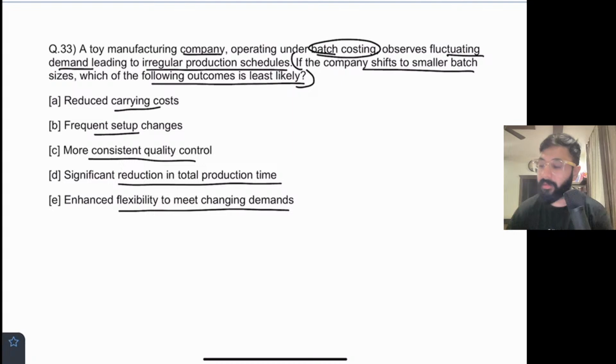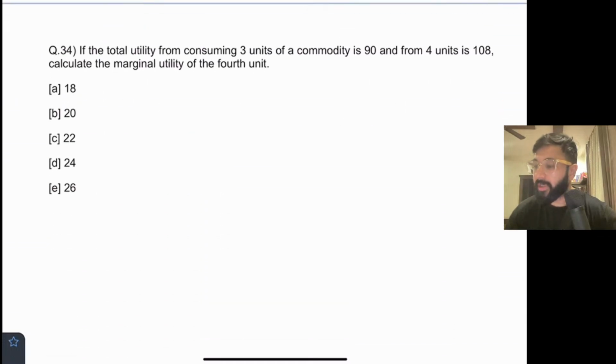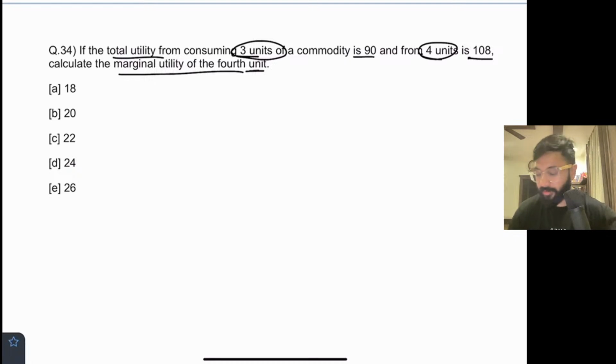Yes, the answer is option number D, significant reduction in total production time. That is something that we are expecting. Okay, least likely, that is something that we are not expecting because of the fluctuation. आगे चलें, let's go ahead. Question number 34. Total utility from consuming 3 units is 90 and from 4 units is 108. Marginal utility of the fourth unit is how much? ध्यान से पढ़िएगा क्वेश्चन में कुछ ट्रिक भी हो सकती है.